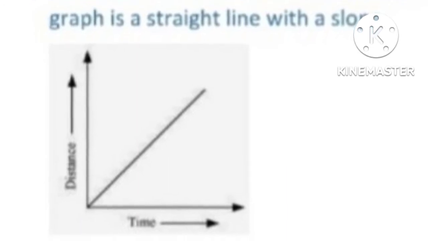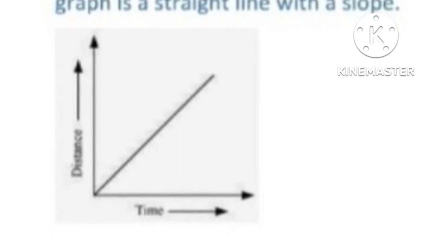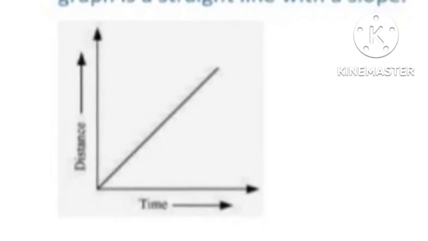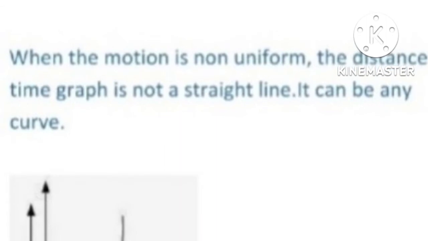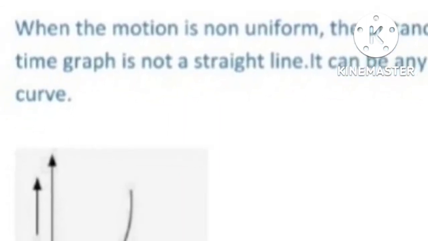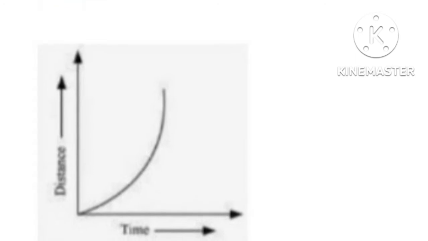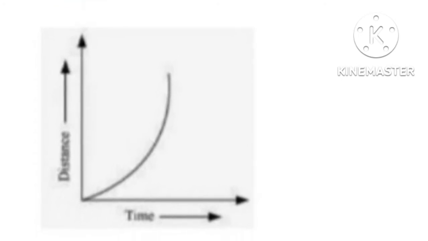That is, when the motion is uniform, the distance time graph is a straight line with a slope. It is given here. The second part of the question is, in the case of non-uniform motion. So we can see that the distance time graph is drawn here. The distance is taken along y-axis and time is taken along x-axis. The shape of the graph is not a straight line. It can be any curve. So understand the difference between these two graphs in the case of uniform and non-uniform motion.